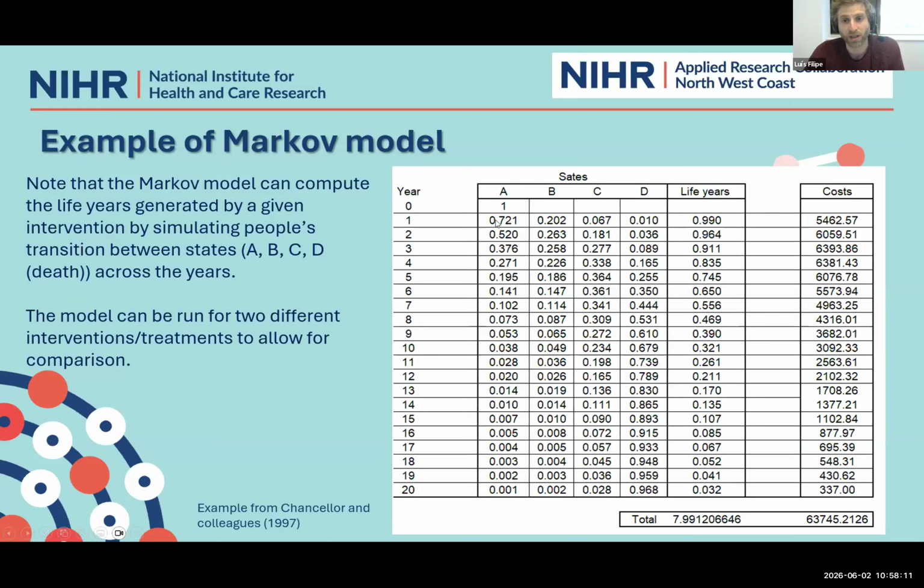And then, because you know the number of people that are in state A, state B, and state C, you know the number of people that are producing the costs in state A, in state B, and state C, and you can compute the costs. At the end, if you sum all the life years across the cycles, and if you sum all the costs across the cycles, you have the entirety of the life years associated to a certain treatment and the entirety of the costs associated to a certain treatment. This is how a Markov model works. Now, questions?